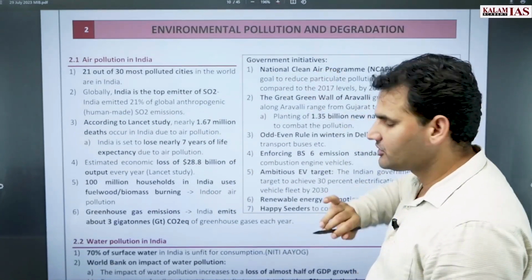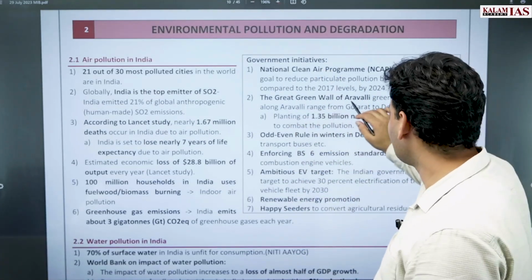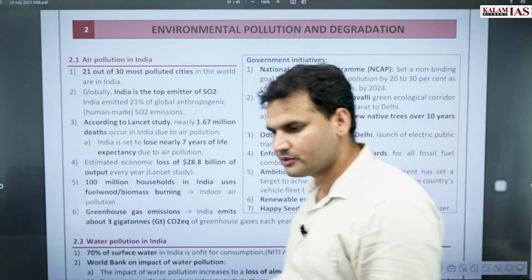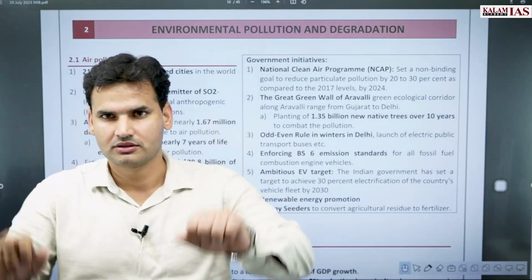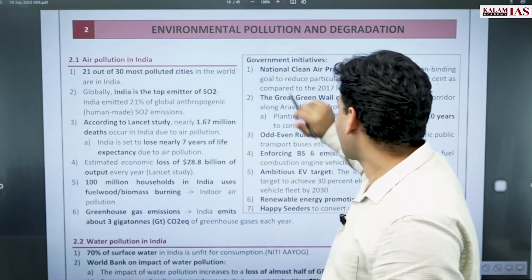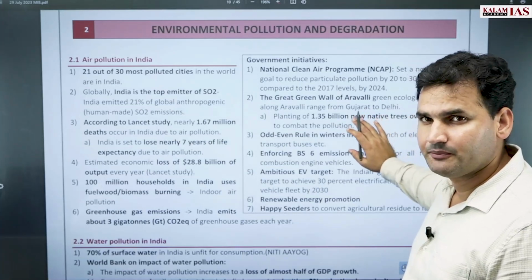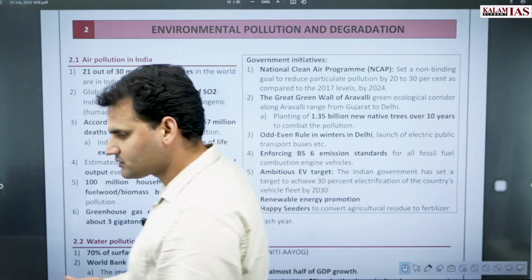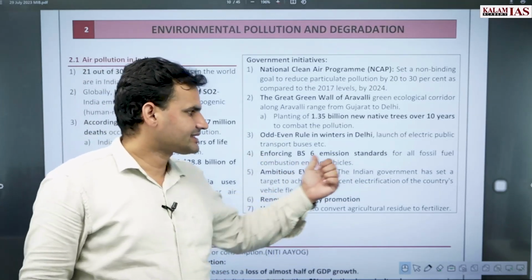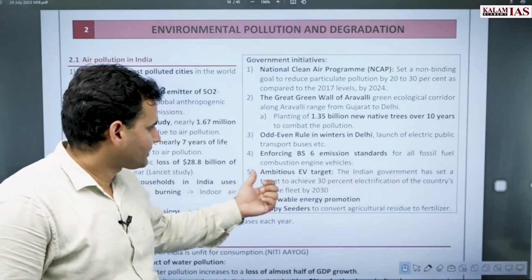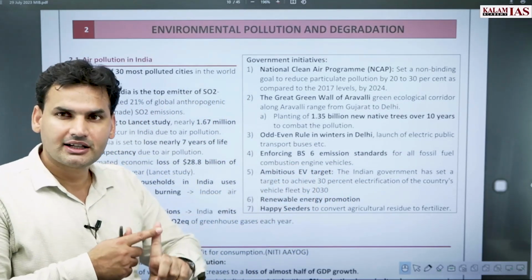And what are the government initiatives? Quickly, National Clean Air Program, Great Green Wall of Aravallis. Not only would it prevent what? Desertification, it would also aid to check and abate air pollution. Odd even rule in winters in Delhi. Even though it might be a short-term, stop-go measure, still it is there. Then enforcing BS6 emission standards. Ambitious EV targets. So targets, ethanol blending target, wo pata hona chahiye.